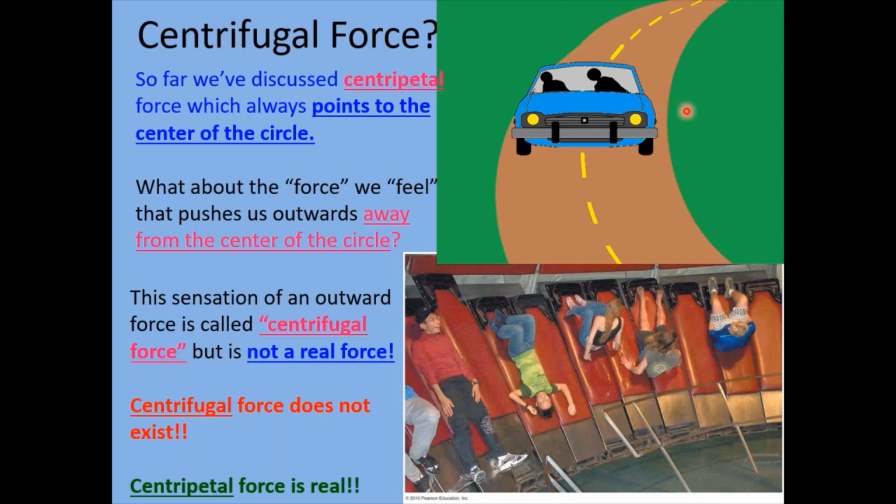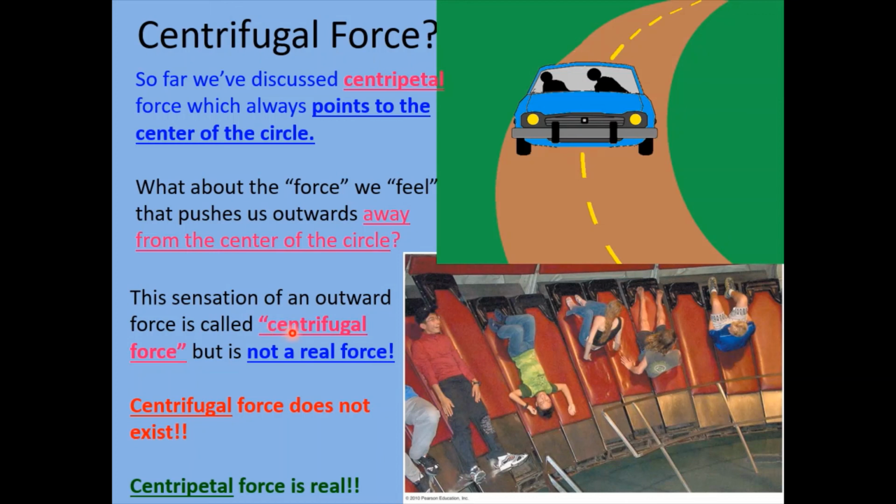And we've been talking about centripetal forces pointing towards the center, but here it seems like something is pushing these passengers and the driver over here to the left. And the same thing, again, if you had a coffee cup sitting on this car, it would slide outward, right? So is there some sort of force that actually points to the outside of the circle?